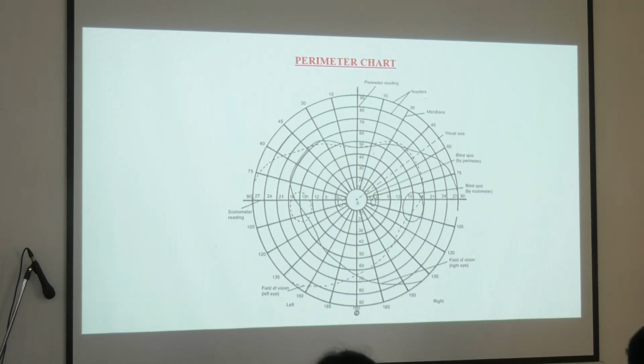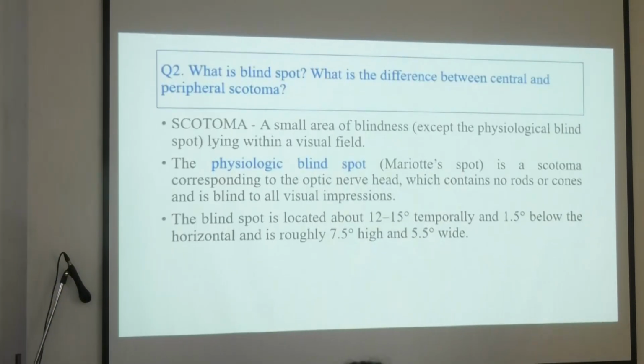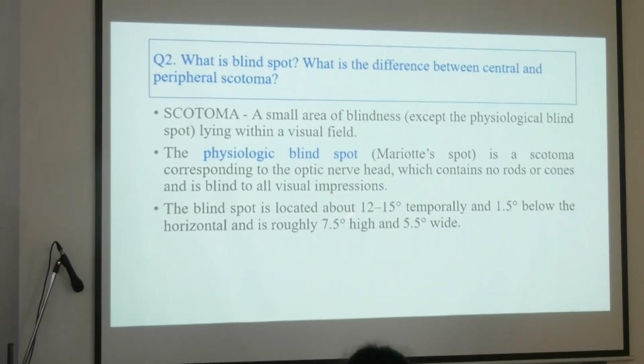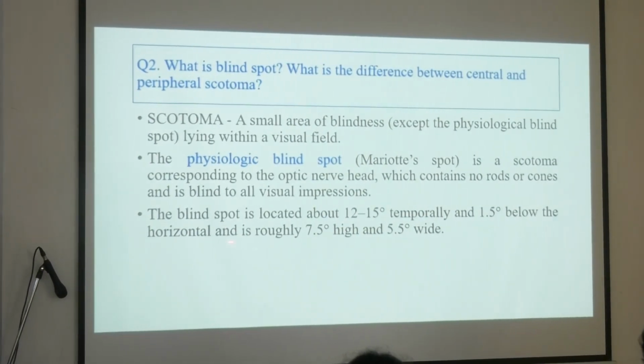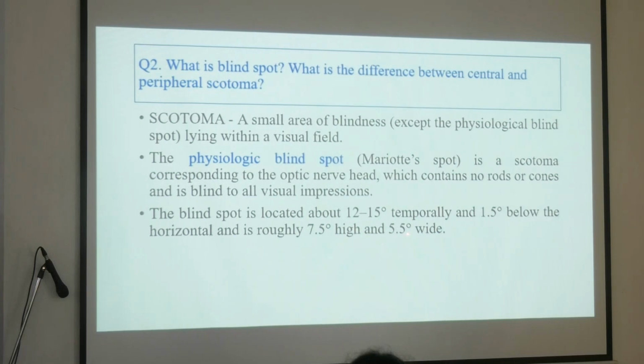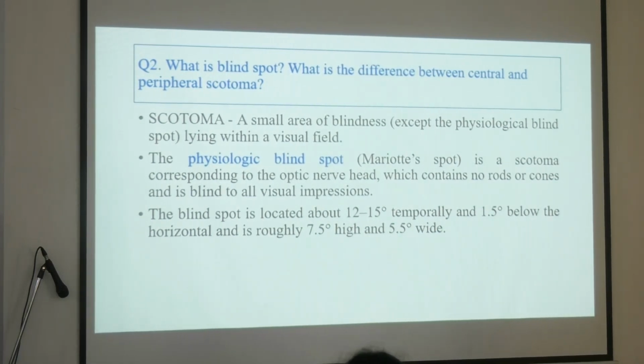So along with the field of vision, you may also need to chart the blind spot. The blind spot is located about 12 to 15 degrees temporally and 1.5 degrees below the horizontal, and is roughly 7.5 degrees high and 5.5 degrees wide. You don't need to remember that dimension, it varies.